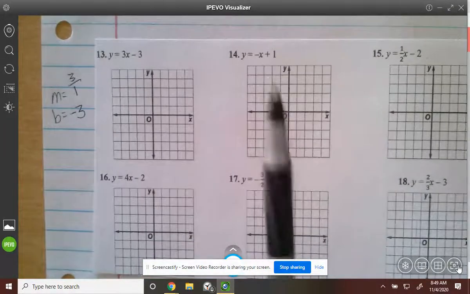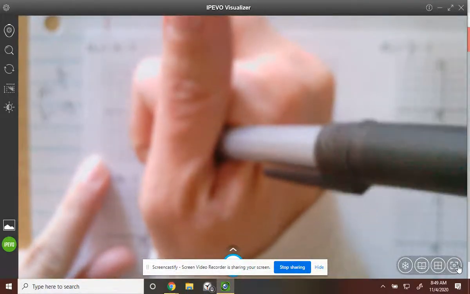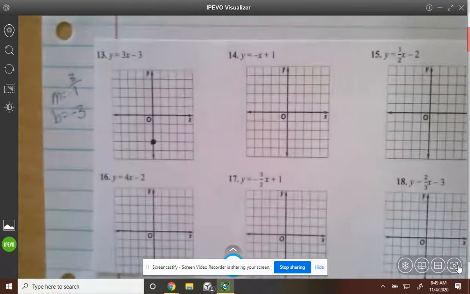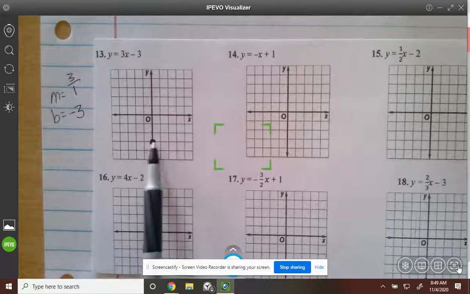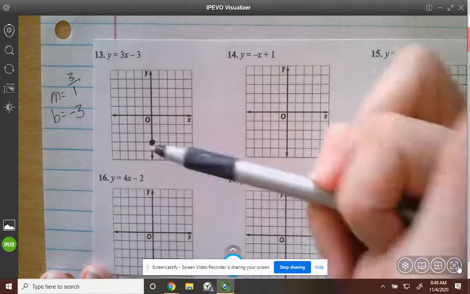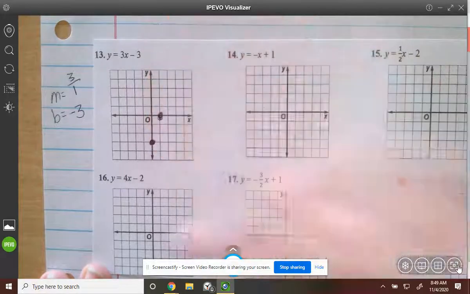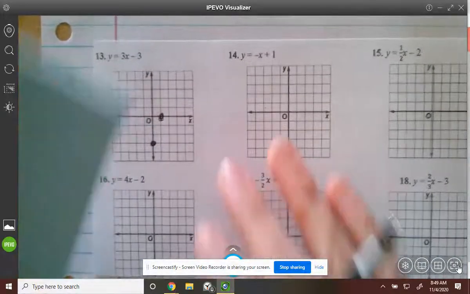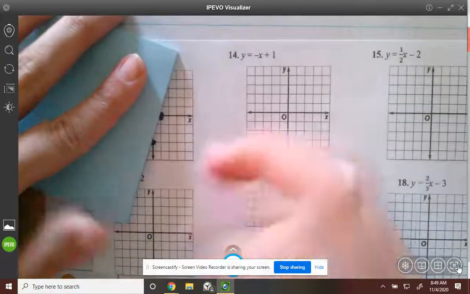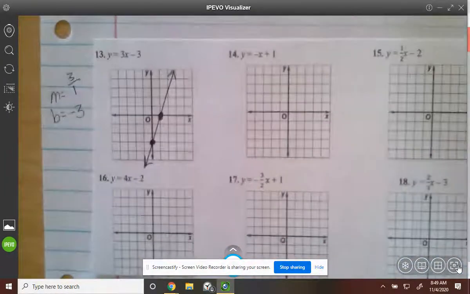Where do I start? Step 1 says I start at the y-intercept. I'm going here. That's at -3. Where I start, and then I count my slope. My slope is 3/1. It's positive, so that means I'm going up 3 and over 1. Okay, then I would make my line, and that's it.